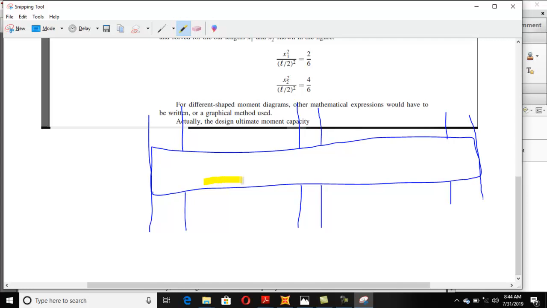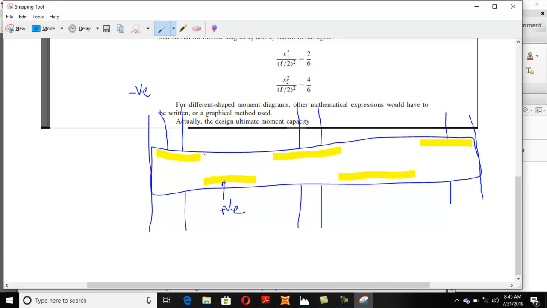They keep a bar here, then they provide a bar in this zone, and then in this zone. This kind of bar is called positive reinforcement, and this one is called negative reinforcement. This is provided for negative reinforcement, and this is provided for positive reinforcement.